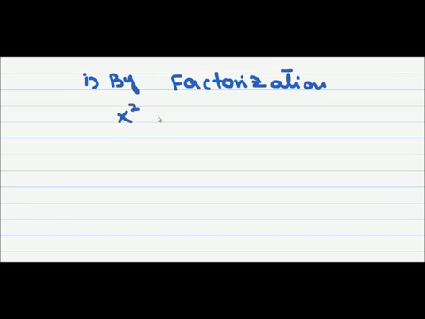Now let's discuss the methods of solving quadratic equation. First method is by factorization. In this method, we make the factors of the equation to find its solution. For example, we are given an equation x square plus 5x plus 6 is equal to 0, and we have to solve it by factorization.